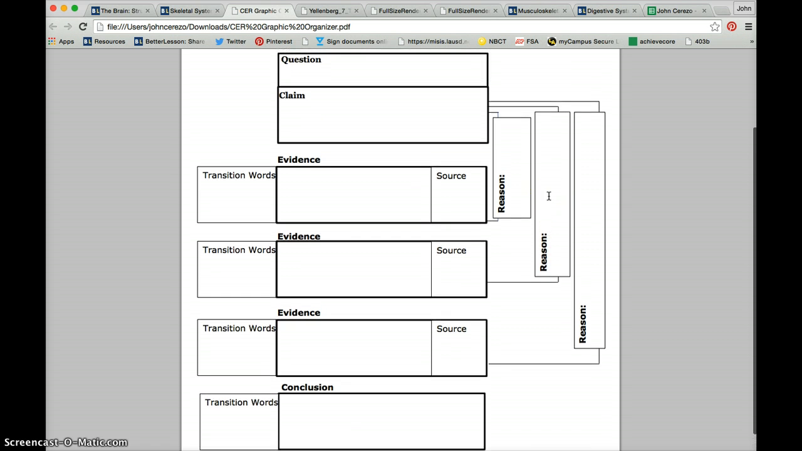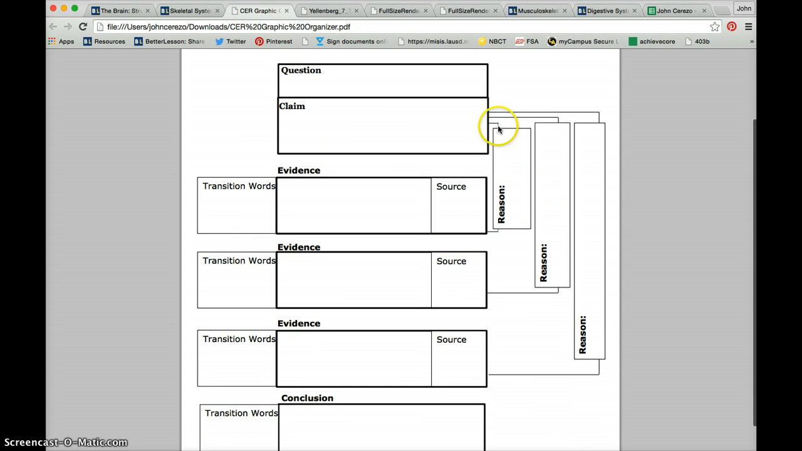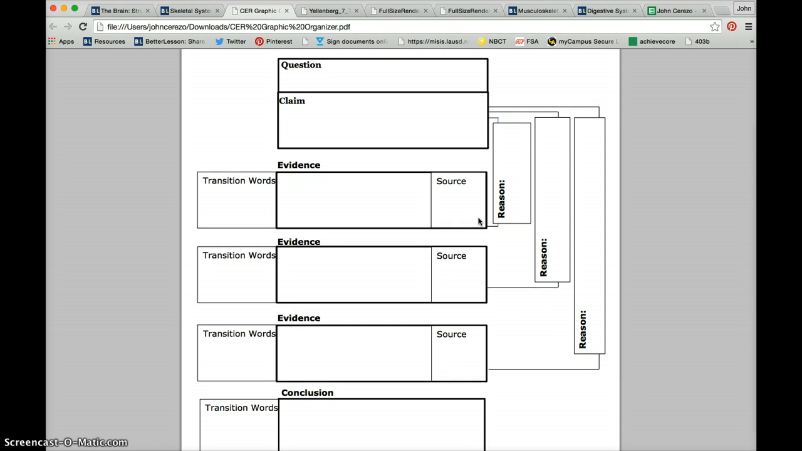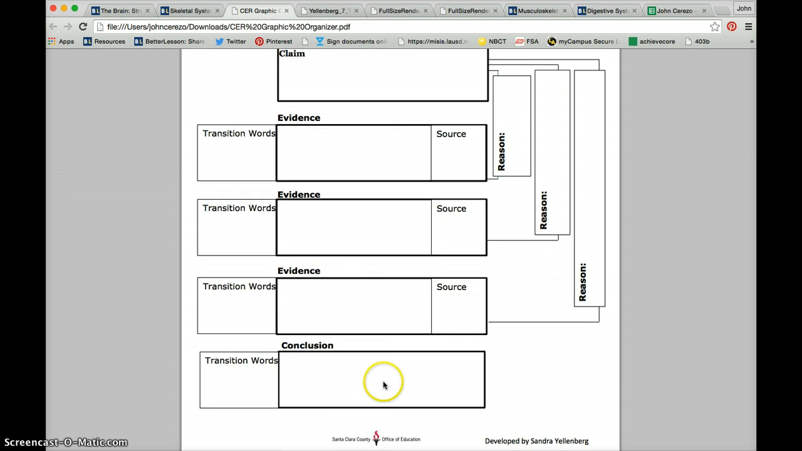Again, one of the areas I like it is because it shows you a visual representation of the connection between evidence and the claim, and the reason is that bridge between the two. Very imperative for students to be able to see that with the heavy EL population that I work with. This usually is very helpful and beneficial. And then you have your final conclusion statement.